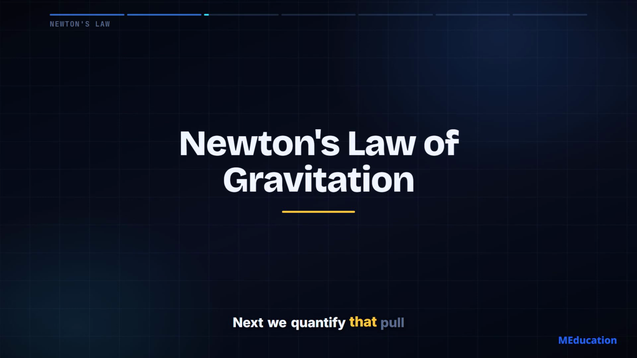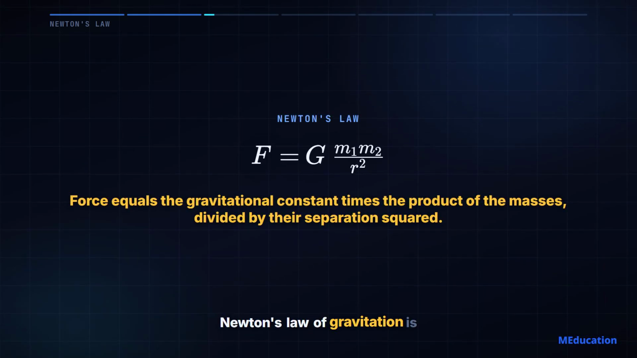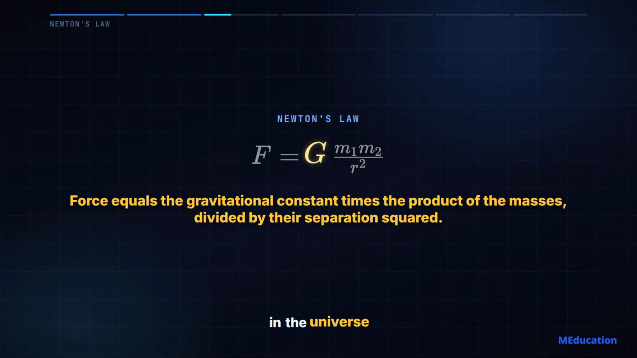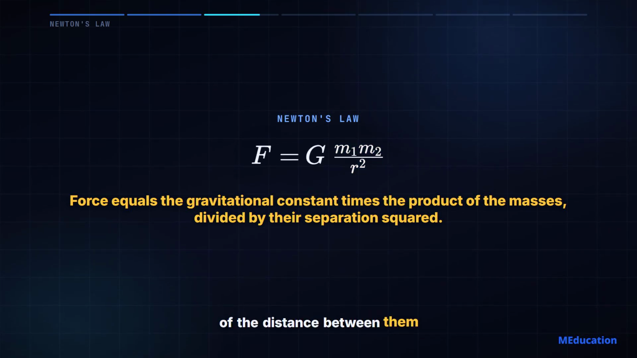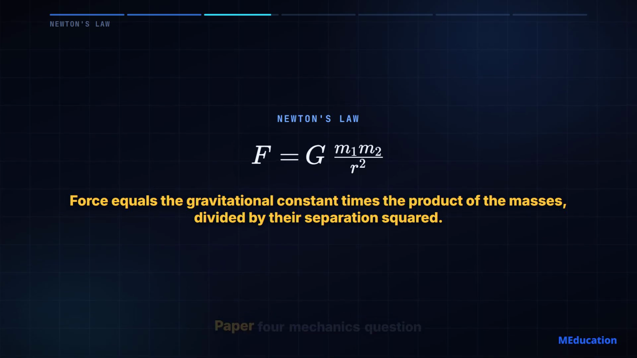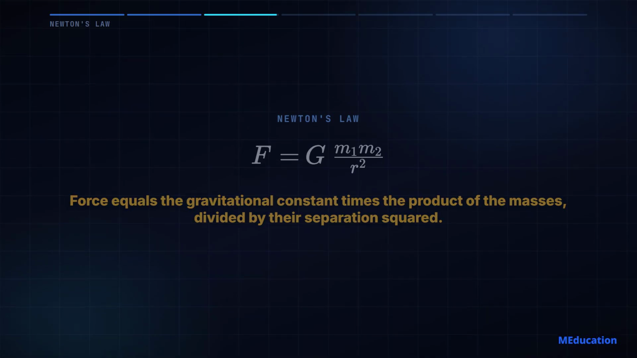Next, we quantify that pull. Newton's law of gravitation is the mathematical rule governing the attraction between any two masses in the universe. You will see how the gravitational constant, big G, scales the product of two masses, and how the force drops off with the square of the distance between them. This single equation is the starting point for almost every paper 4 mechanics question.